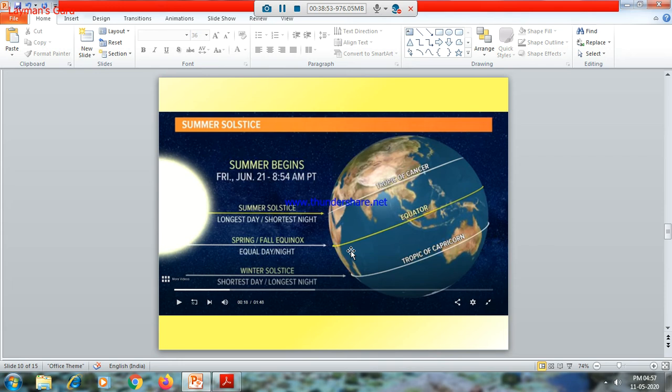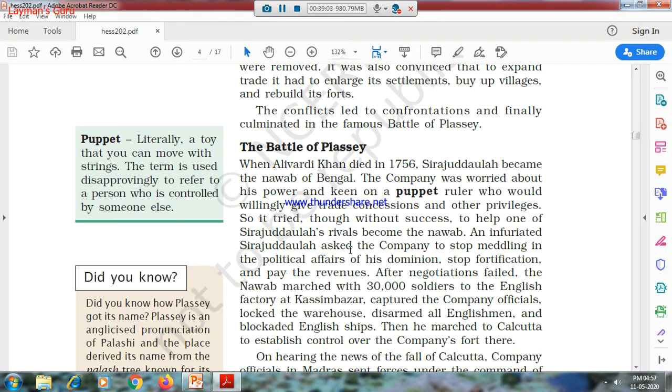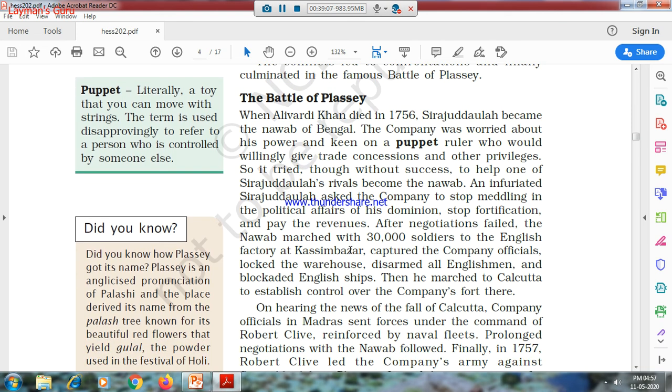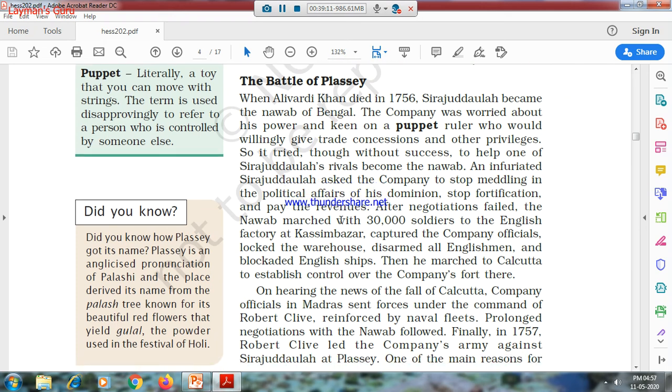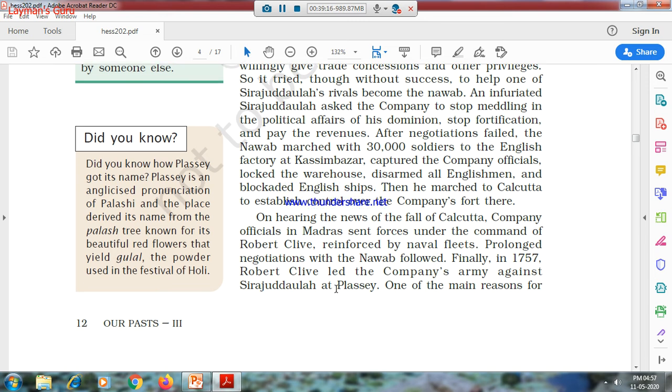He had purchased one opponent, Mir Jafar. Mir Jafar was Siraj-ud-Dowlah's man. See, control over there. So finally, the company's army against Siraj-ud-Dowlah at Plassey.